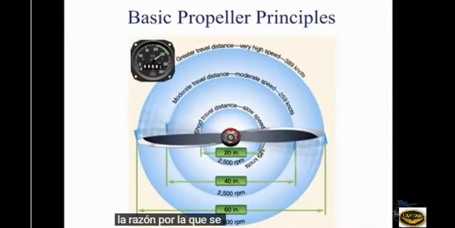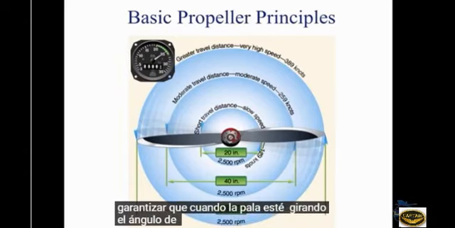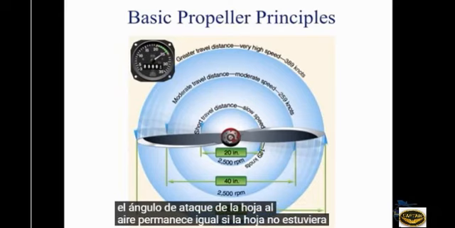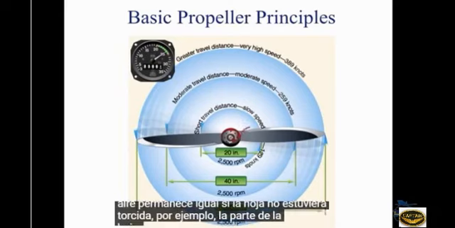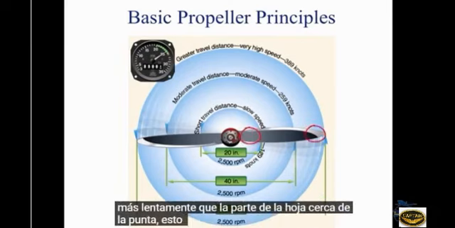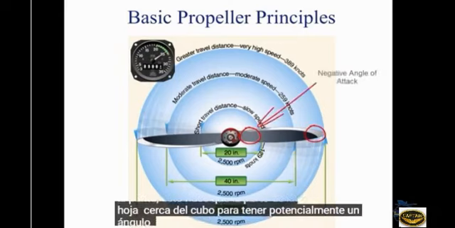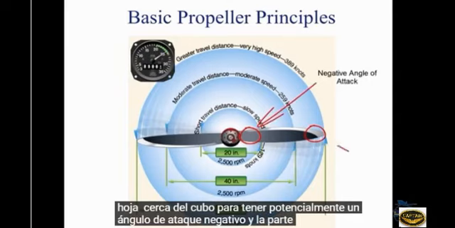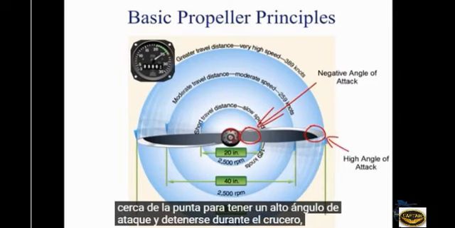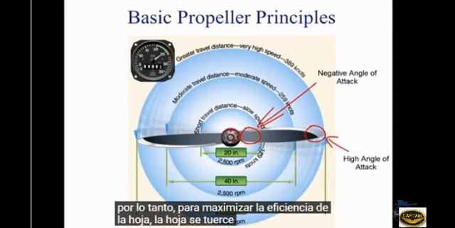The reason a propeller is twisted is to ensure that when the blade is spinning, the angle of attack of the blade to the air stays the same. If the blade were not twisted, for example, the part of the blade near the hub would be traveling slower than the part of the blade near the tip. This causes the part of the blade near the hub to potentially have a negative angle of attack, and the part near the tip to have a high angle of attack and be stalled during cruise. Therefore, to maximize efficiency, the blade is twisted.